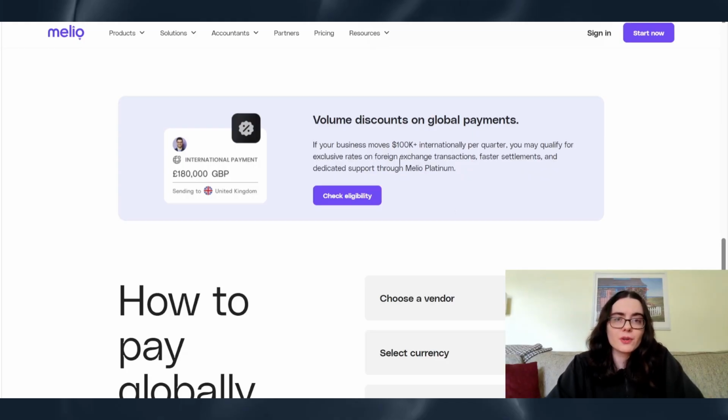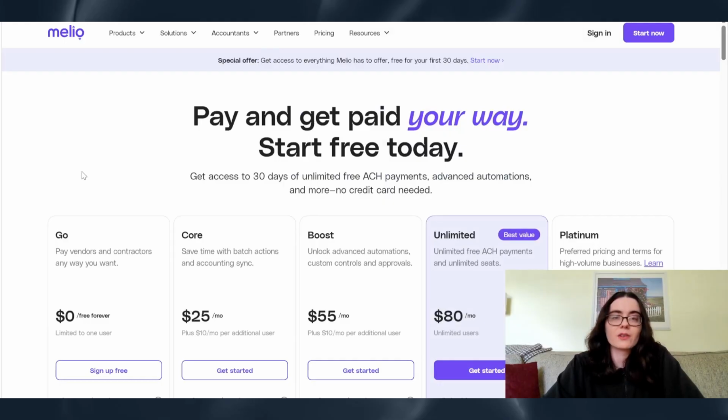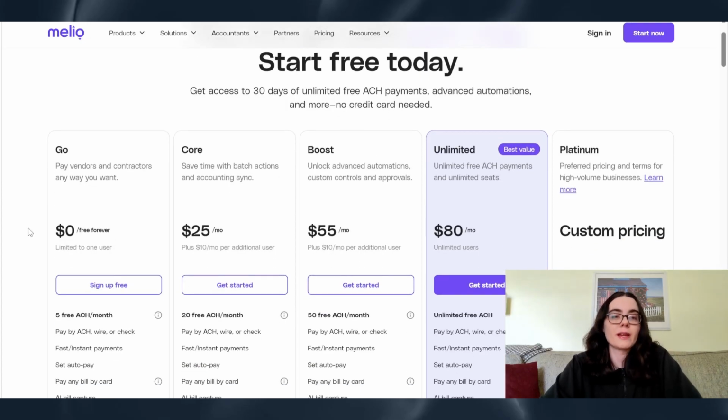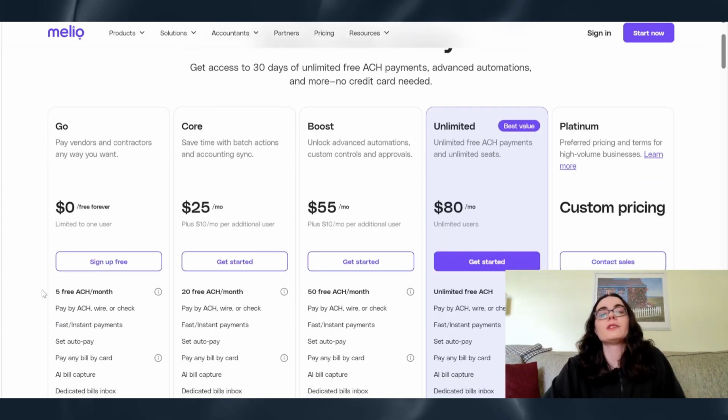So I am going to show you pricing and then also transaction fees. So you do have to sign up for a plan to use Melio. They have a free plan, but it is pretty limited. It's limited to one user.